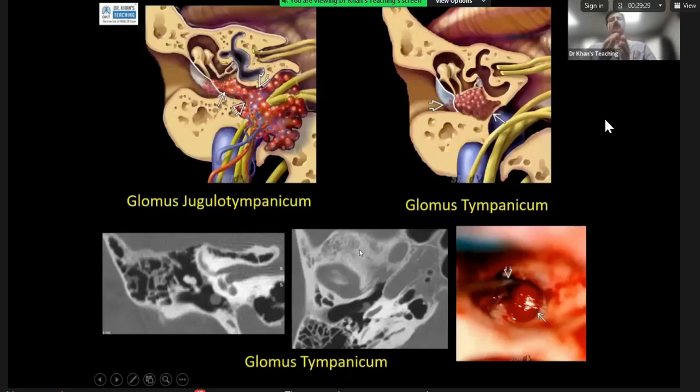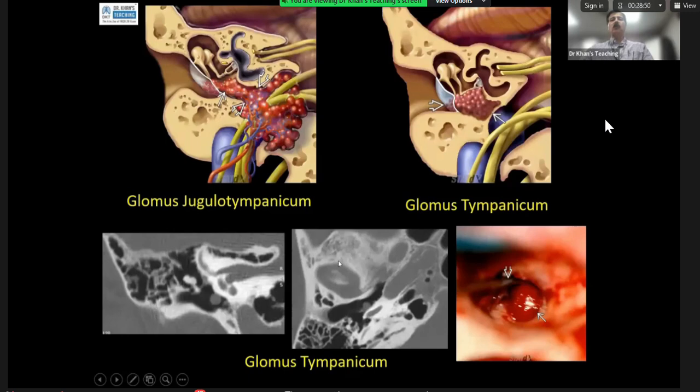Please remember, in the carotid space, the vagus nerve is also there. When it is just in the tympanic cavity, as in the middle ear cavity, we call it glomus tympanicum. But when there is a large tumor which goes from the jugular foramen and penetrates into the middle ear, because this is just superior to that, you remember the anatomy, we will call it glomus jugulotympanicum. So this is a glomus jugulotympanicum, and this is only tympanicum.